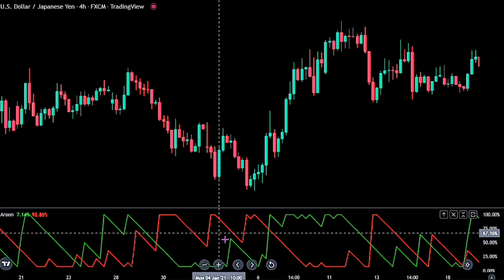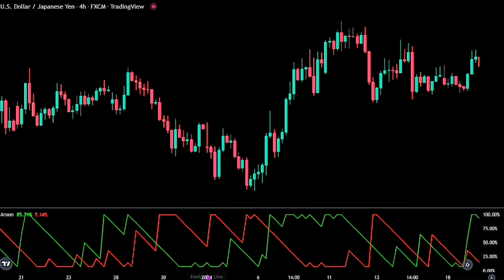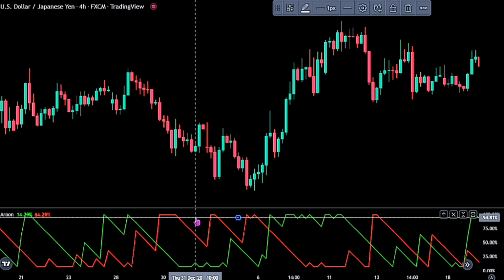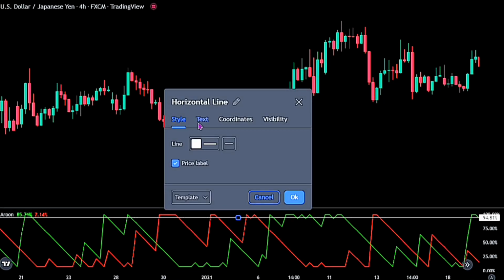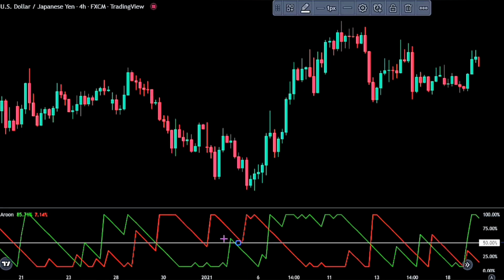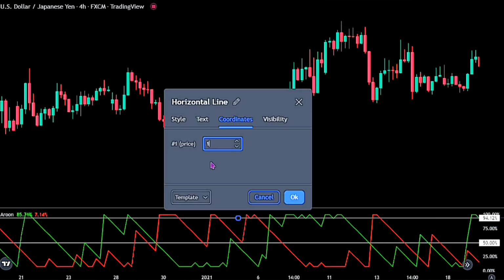Now to complete our settings on this indicator, we would be adding 2 band lines to this indicator for maximum profit. Now add your first line to the indicator and set the value at 50. Go ahead and add the second band line and set the value at 100.